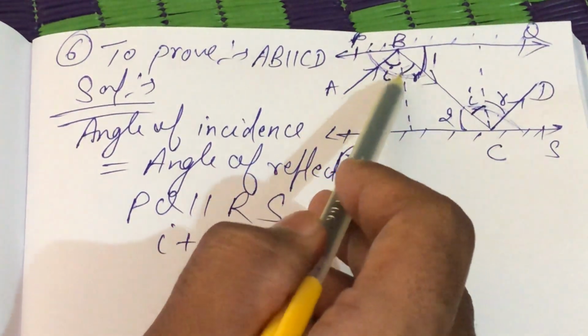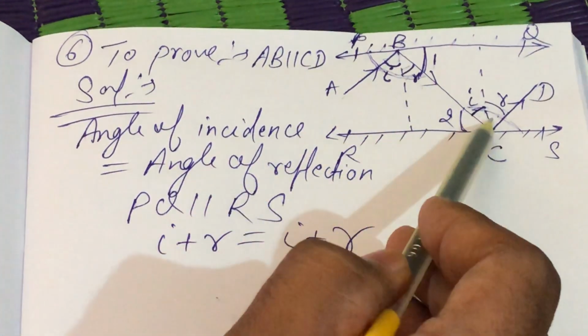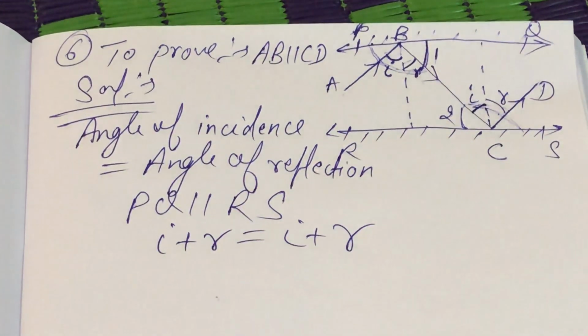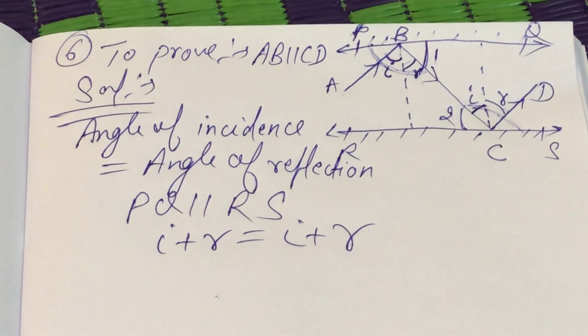Why? Because you can see the pair of alternate interior angles are equal. So you can write AB parallel to CD at the end. That's it for this video.